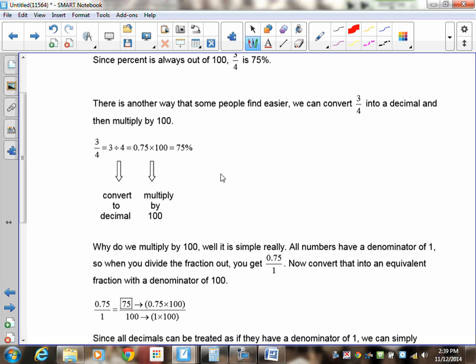You can take 3/4, the fraction, use your calculator to divide the fraction out to get a decimal, and then take that decimal and multiply it by 100. It becomes 2 lines. Okay, now I put everything in one line here, but I'm going to have you do it in a separate way. I'm going to have you do it in two lines.